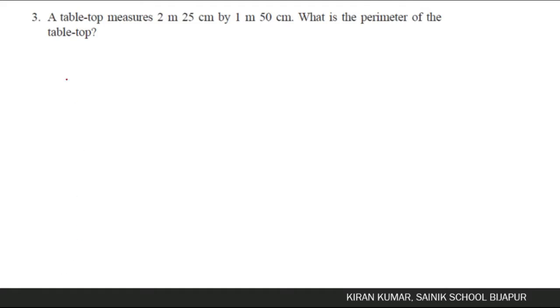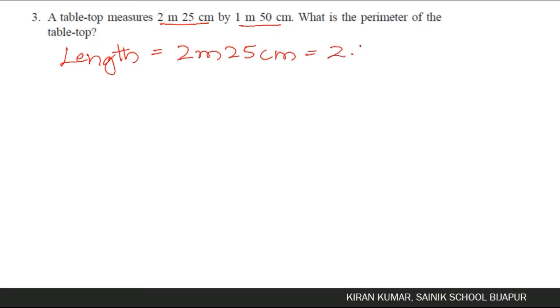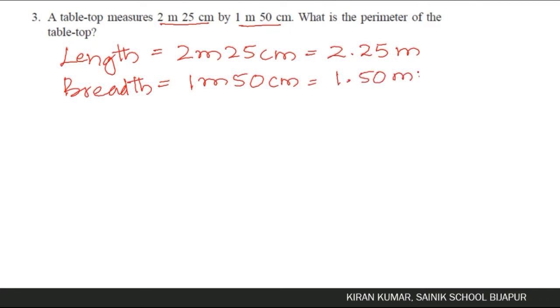Third question. The tabletop measures 2 meter 25 centimeter by 1 meter 50 centimeter. What is the perimeter of the tabletop? Here the length of the tabletop is 2 meter 25 centimeter. It is nothing but 2.25 meters, if I convert it in terms of meter. And the same way the breadth will be 1 meter 50 centimeter, nothing but 1.50 meters.